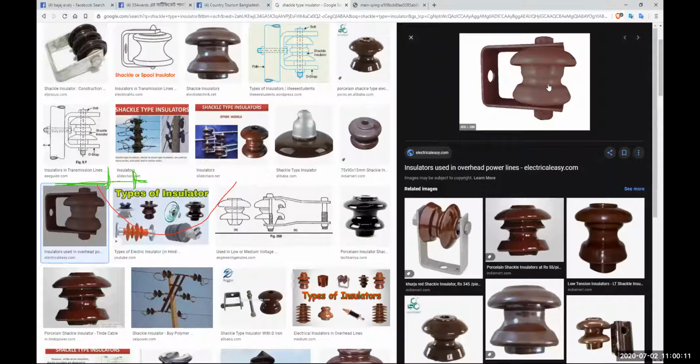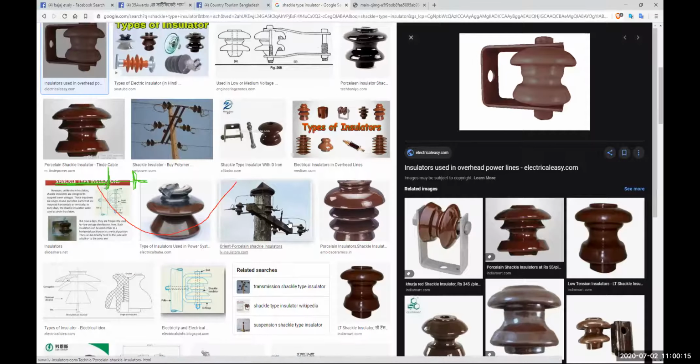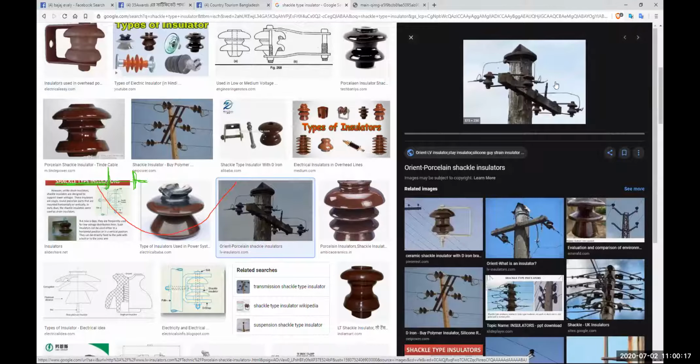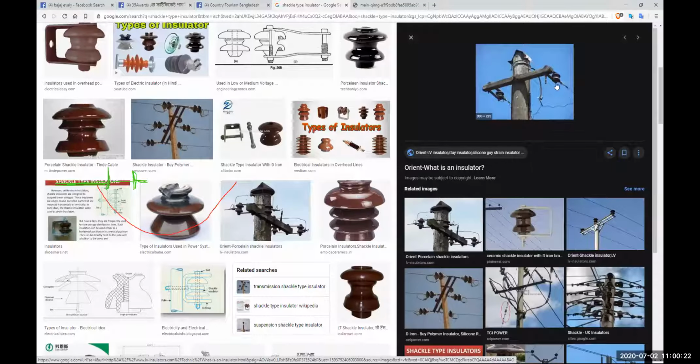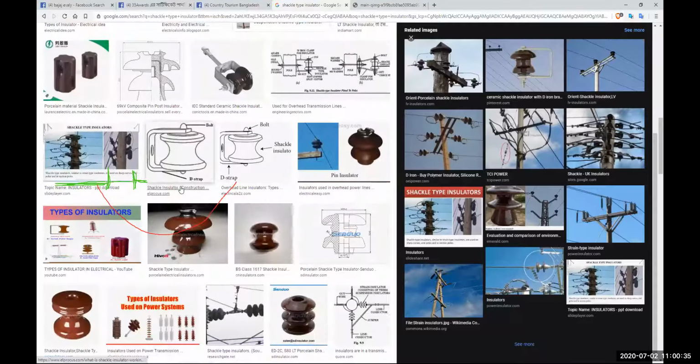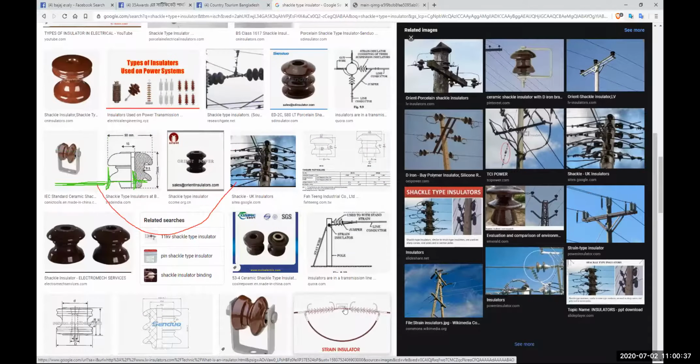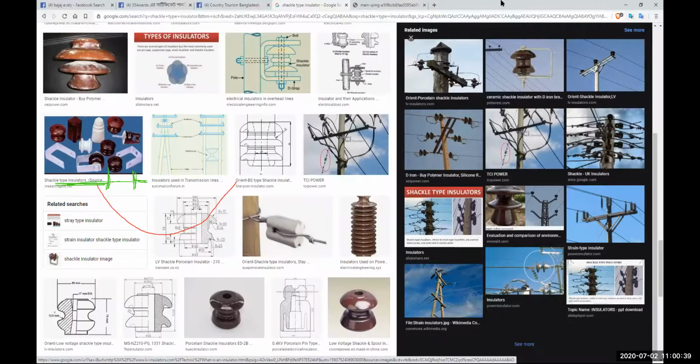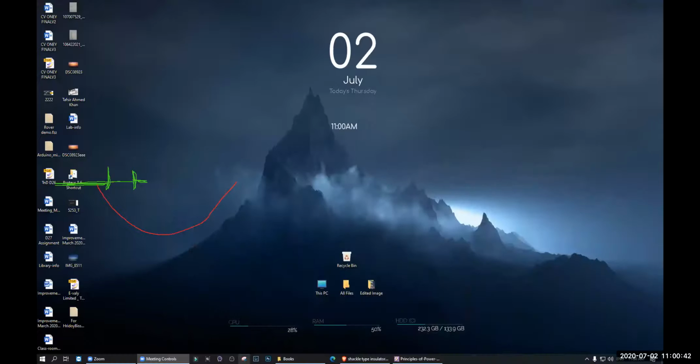This one is the shackle type insulator. Where is it being used? It is being used here. Can you see the shackle type? So it is just making a loop, and they are tied together. That's why they are called shackle. Normally, shackle type insulators are used in normal cases like 11 kilovolt or lower voltages, not higher voltages. Okay. Now let's see.